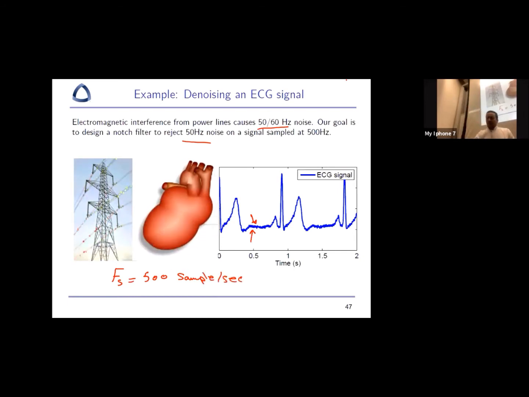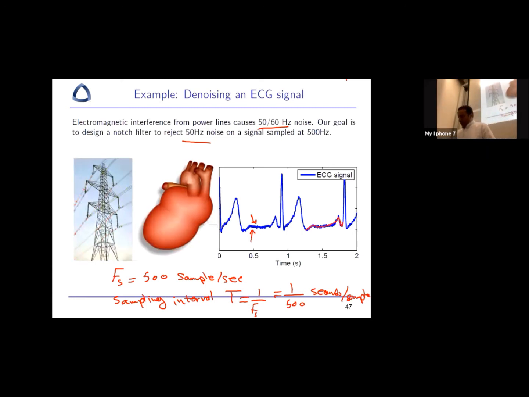So we can find the sampling interval, which is T, and should be 1 over the sampling frequency. That's 1 over 500 seconds per sample. So we are trying to remove, or clean out, this noise from our ECG signal that we are using in our device. All right.